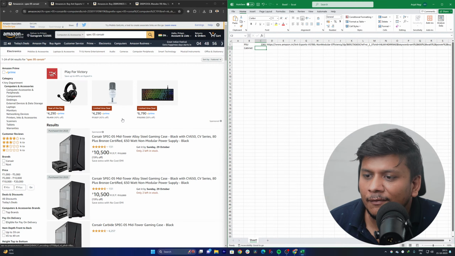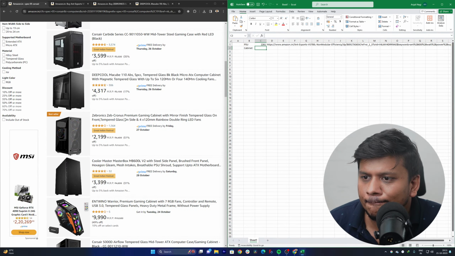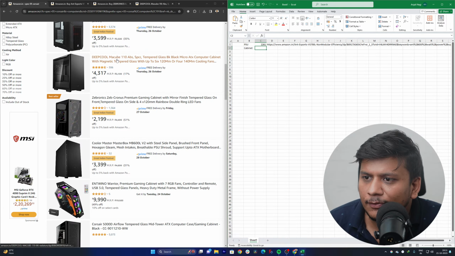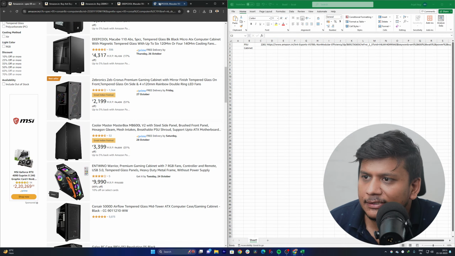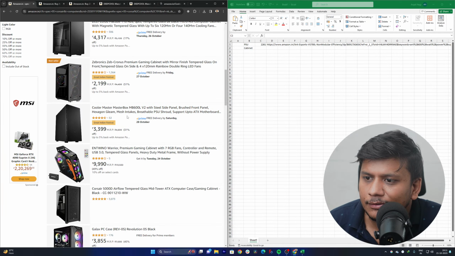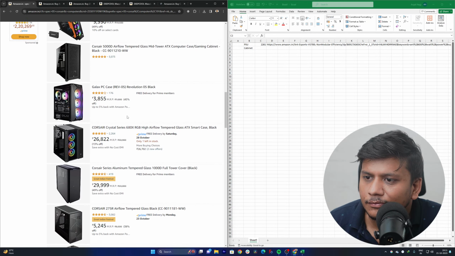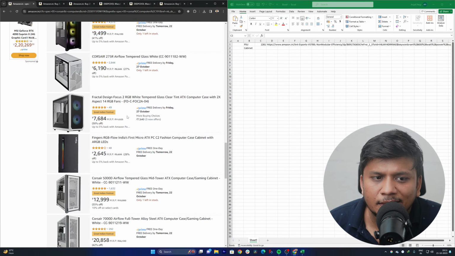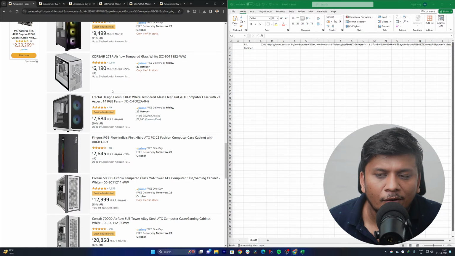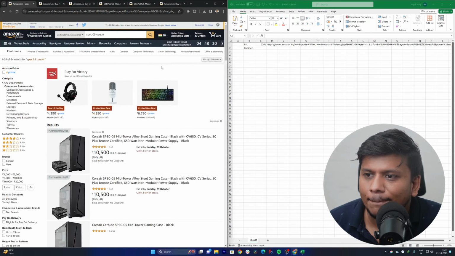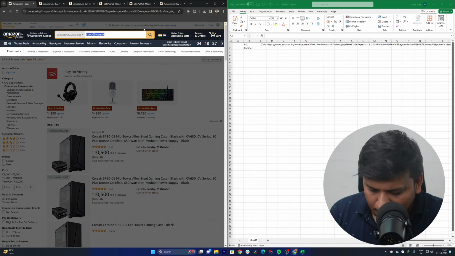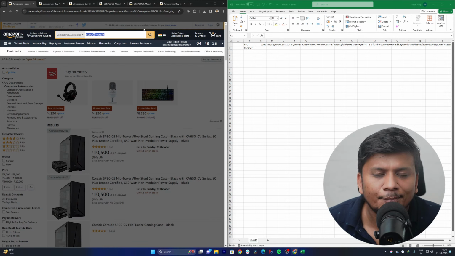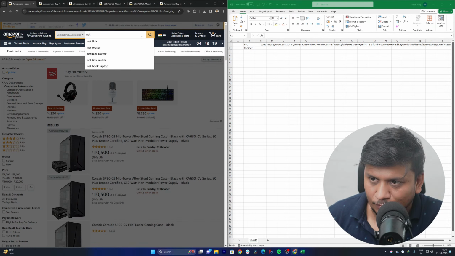So let me find a decent cabinet here. This one looks really nice. We can consider this one. This one also looks nice. And at this price point or at this budget, I won't recommend you go with the expensive one. Okay? So let me actually find some other cabinet. The one I bought previously was from Ant Esports, I guess.